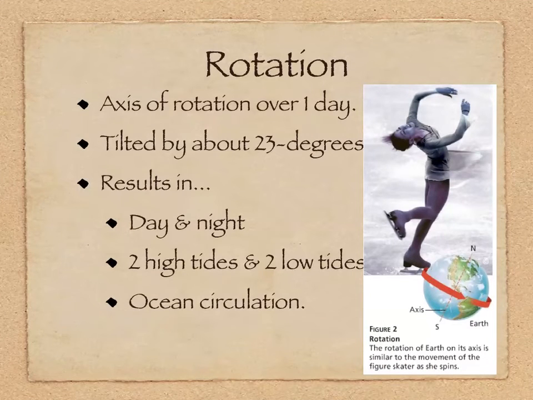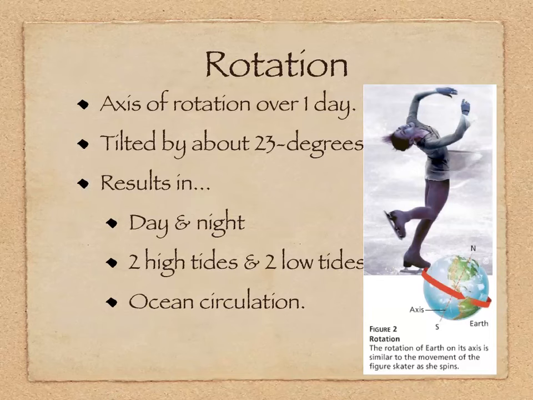The rotation is something that happens around an axis. And an axis is a straight line that goes from the North Pole to the South Pole. The rotation of the Earth around its axis takes what we call one day. And that's 24 hours. And the axis of our Earth is tilted about 23.5 degrees. And because of this rotation of the Earth and the tilt of the axis, it results in day and night.